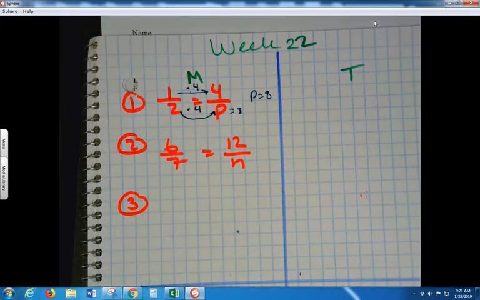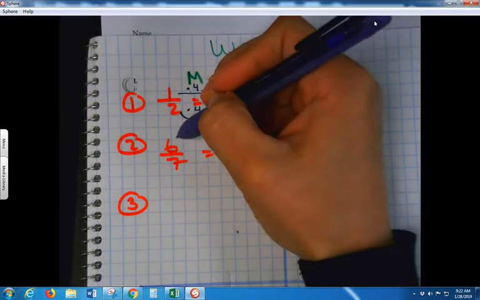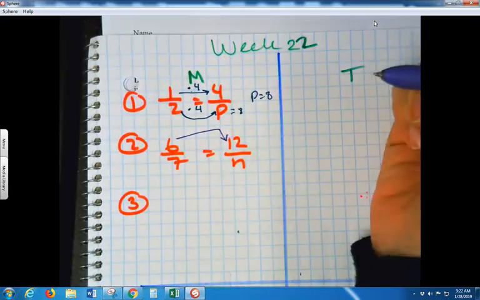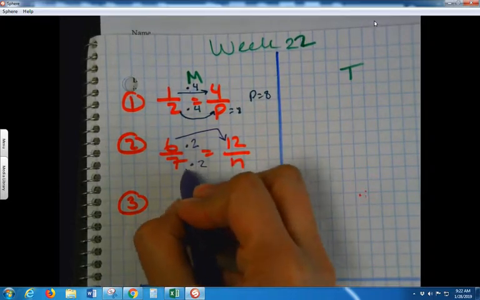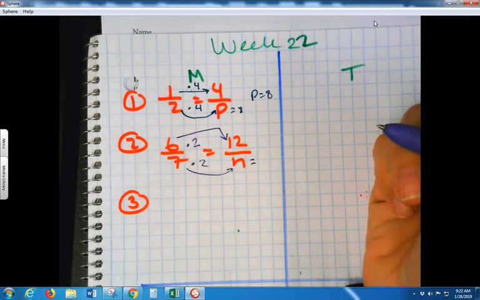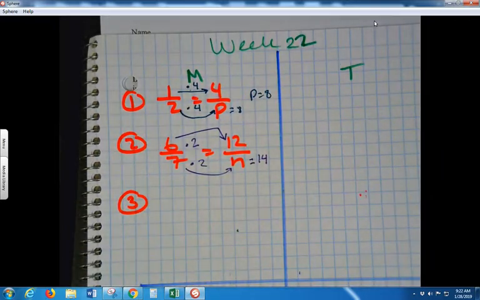Very good. David, what did you get for number 2? So, David, let's look at this. How do I go from 6 to 12? Okay, so I'm going to do times 2. What am I going to do at the bottom? Same thing, times 2. So what is n equal to? 14. That's the correct answer. It's as easy as that. Okay. Now, number 3.